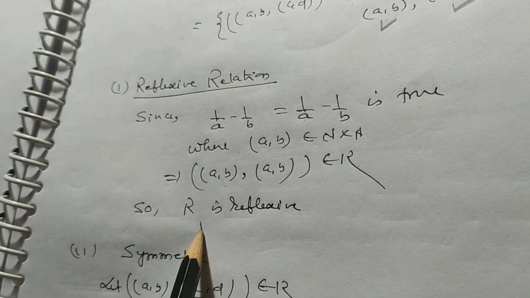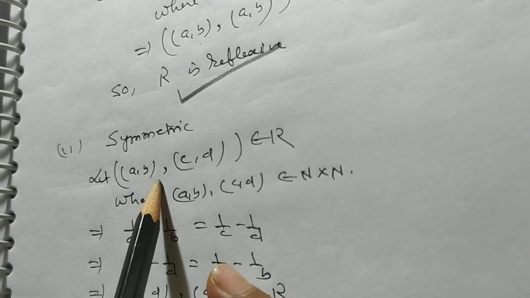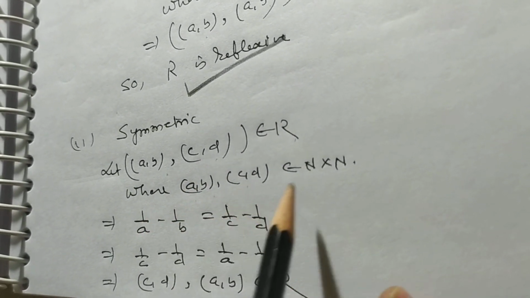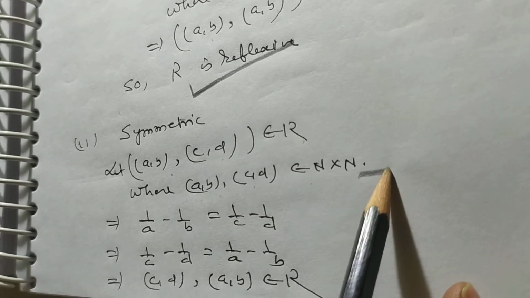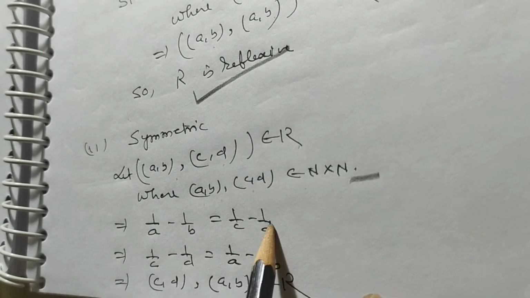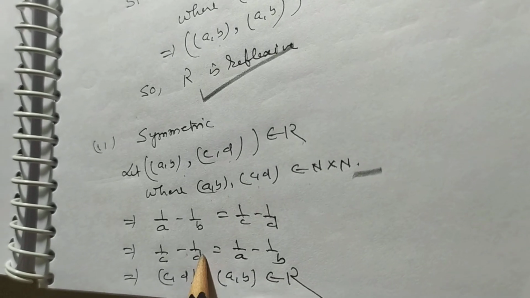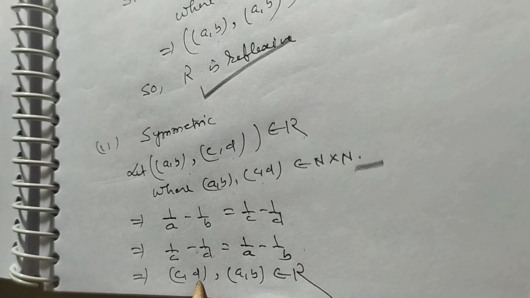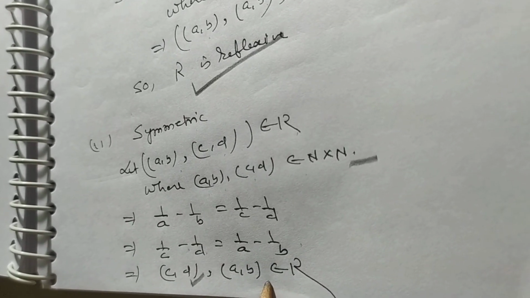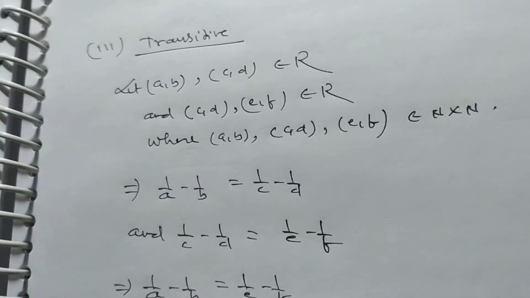So this is reflexive. Symmetric. AB, CD belong to R, where AB, CD belong to N Cartesian product with N. So the rule is what? 1 by A minus 1 by B is equal to 1 by C minus 1 by D. We change the sign merely. It will be 1 by C minus 1 by D is equal to 1 by A minus 1 by B. So CD related to AB. So hence the relation is symmetric.